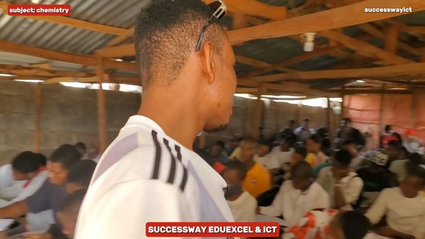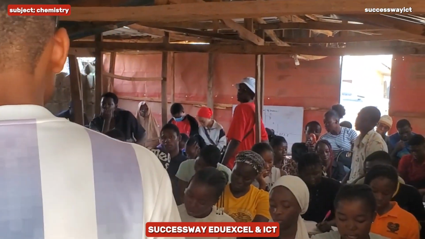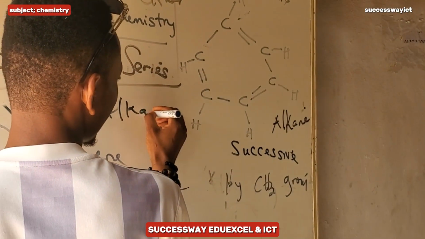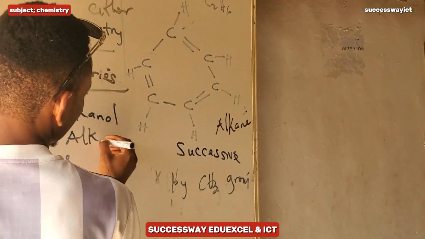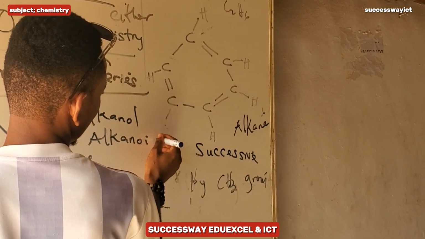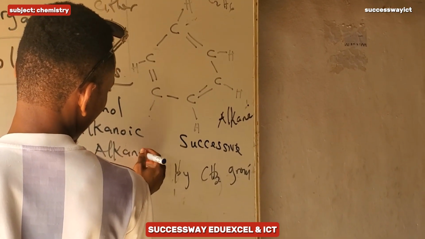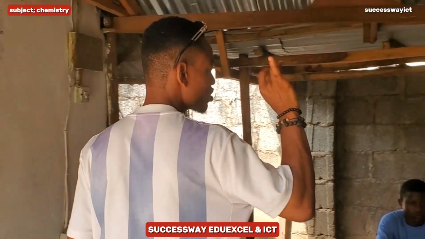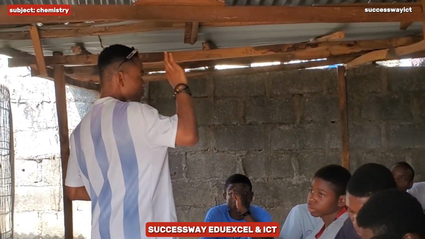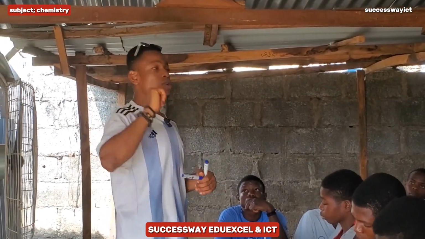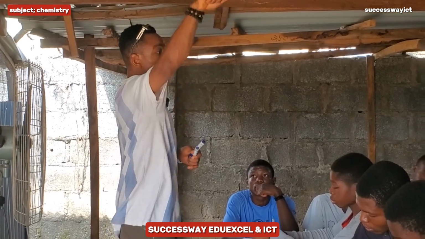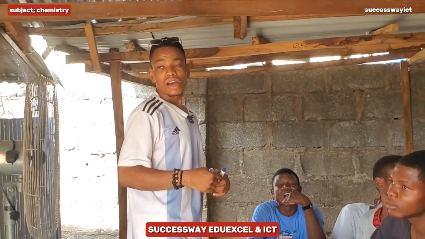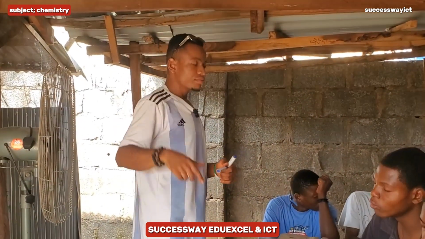For example, alkane, alkene, alkyne, alkanol, alkanoic acid, alkanoate. They have the same functional group. Like for the alkane, it has a single bond, right? For the alkene, what's the functional group? Double bond. Alkanol: OH. The OH makes it the functional group, right? For the alkanoic acid it is COOH, and the alkanoate is COO. Do you understand?